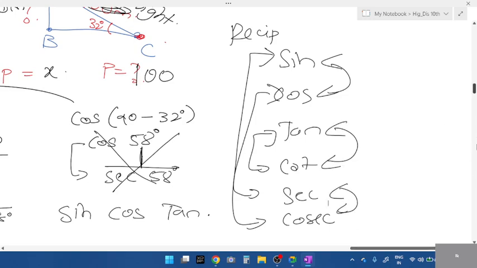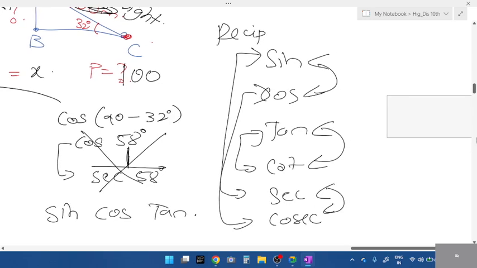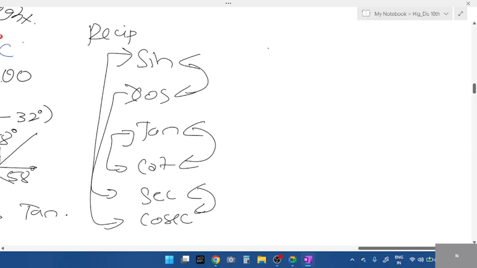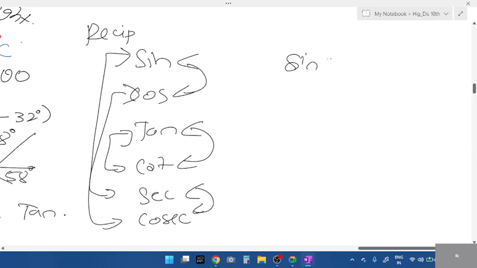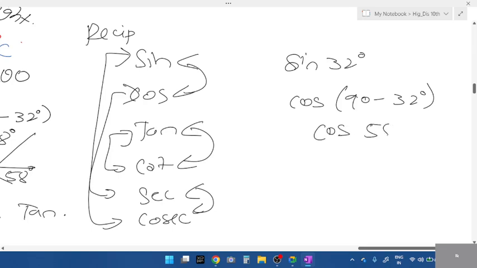What do we apply first, complementary, students? What's the complementary for sine? All of you will respond. I took sine 32 degrees. So the complementary is cos of what? 90 minus 32, so that was cos 58 degrees. Complementary is done. Now apply reciprocal.